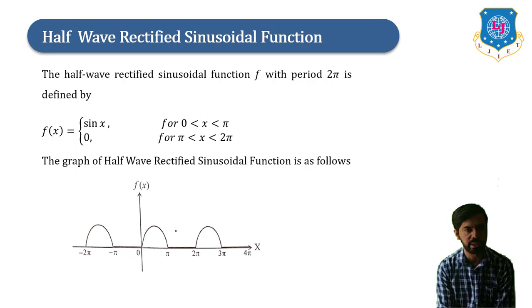So here we can clearly see that f of x is equal to sin x for 0 less than x less than pi. Okay, and for pi less than x less than 2 pi, it is 0. So again for 2 pi less than x less than 3 pi, it is sin x, and for 3 pi less than x less than 4 pi, it is 0. So this is called half wave rectified sinusoidal function.